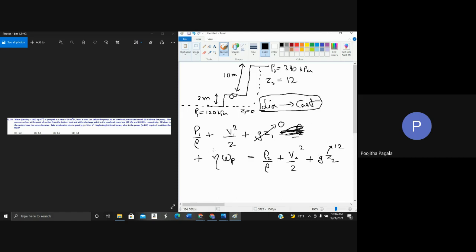And efficiency of the pump: they haven't mentioned anything about the efficiency of the pump. And they also said neglect frictional losses. So you can take the efficiency to be 1.